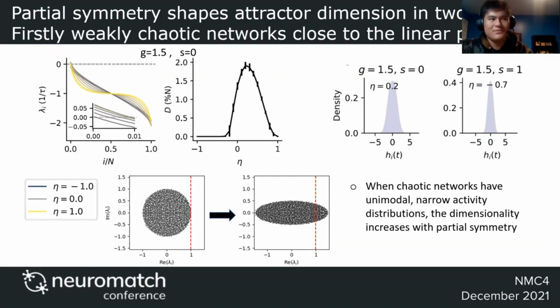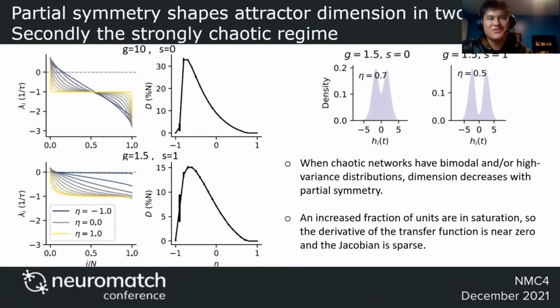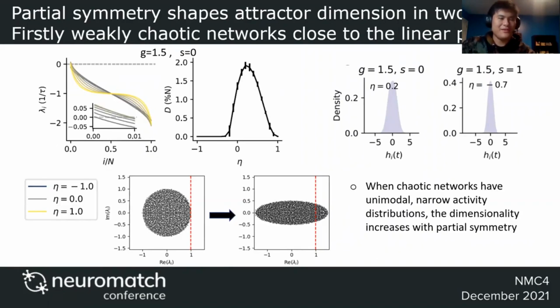The opposite relationship between symmetry and dimensionality occurs in the case where networks are strongly chaotic. This can be caused by a large value of G, as seen in the top panels, or by self-coupling, as seen in the bottom panels. It can also occur when the value of partial symmetry, or eta, is already very large, in this case, greater than about 0.5.